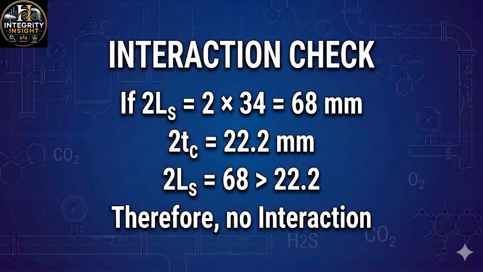API therefore requires a spacing check before further evaluation. Using the code requirement, we compare twice the defect spacing with twice the effective thickness. The actual spacing comfortably exceeds the requirement. Therefore, the defects do not interact and may be evaluated independently.